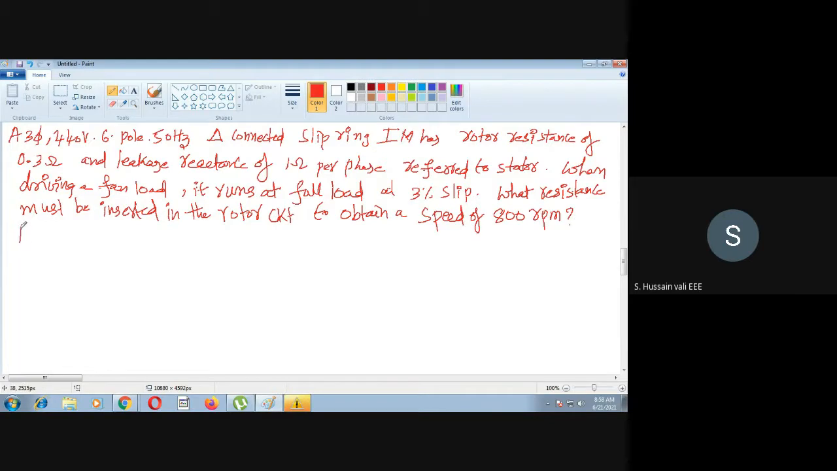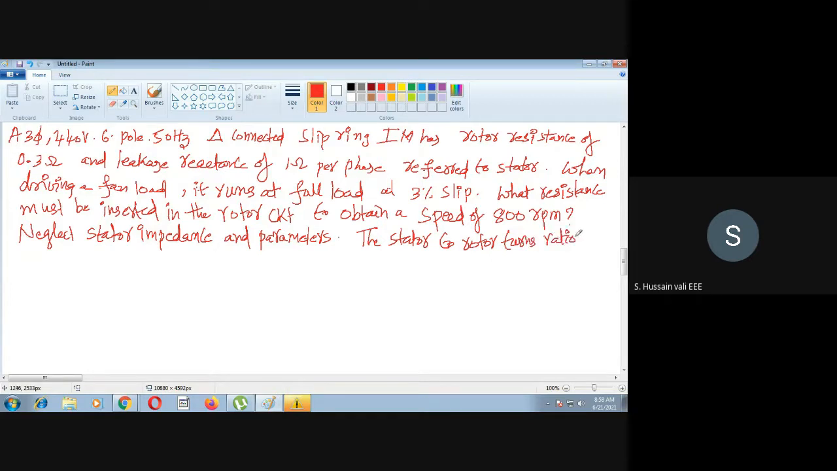So he has given something: neglect stator impedance and parameters. The stator to rotor turns ratio is 2.2. So this is the question he has given.